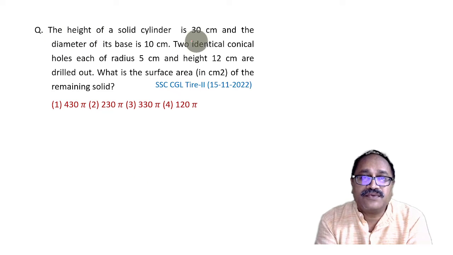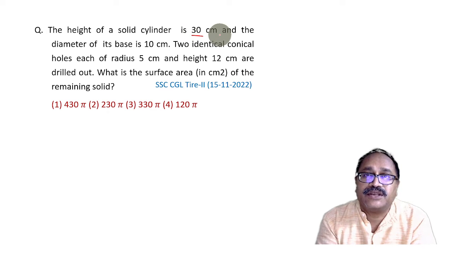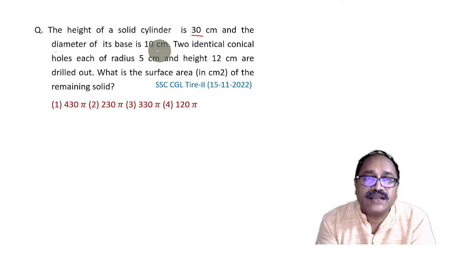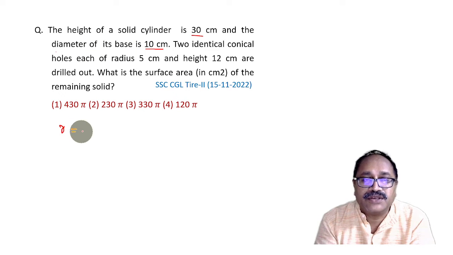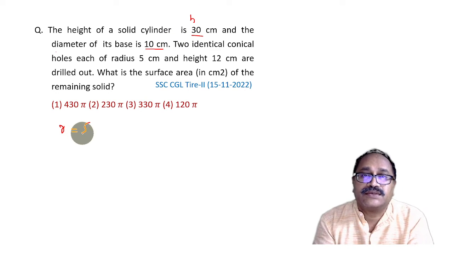The height of a solid cylinder is 30 centimeter and the diameter of its base is 10 centimeter. We know if the diameter is 10 centimeter, the radius is 5 centimeter, half of the diameter. So we have the height and we have the radius.